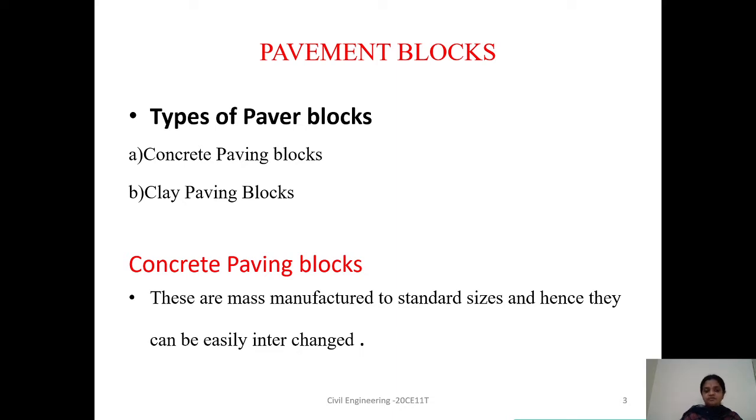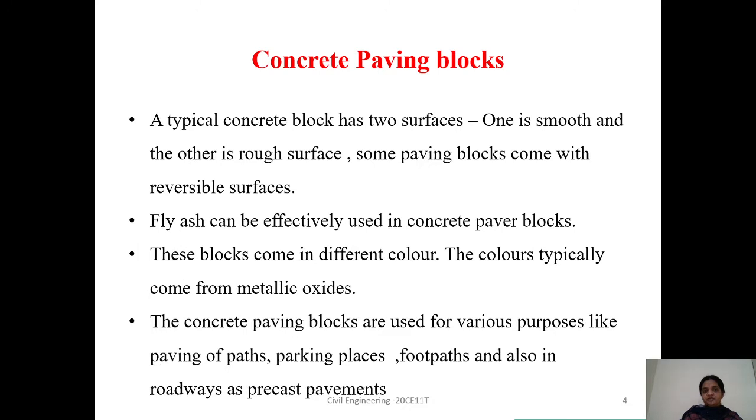Concrete paving block. Concrete paving blocks are blocks in which concrete is used for the manufacture of the paving block. Concrete paving blocks are mass manufactured to standard sizes and hence they can be easily interchanged. A typical concrete block has two surfaces, one is smooth, the other is rough. The rough surface is faced to the base prepared for laying the blocks. And some paving blocks also come with reversible surfaces.